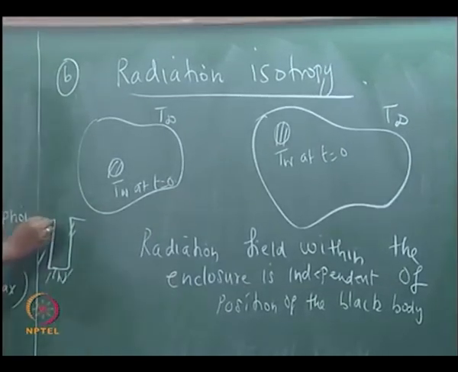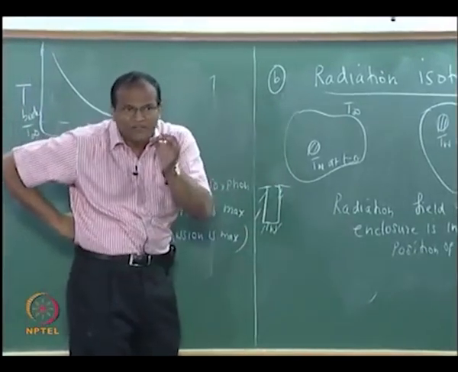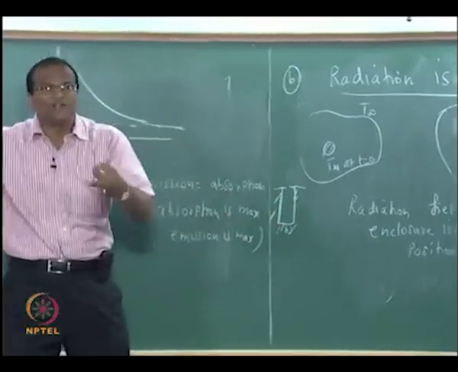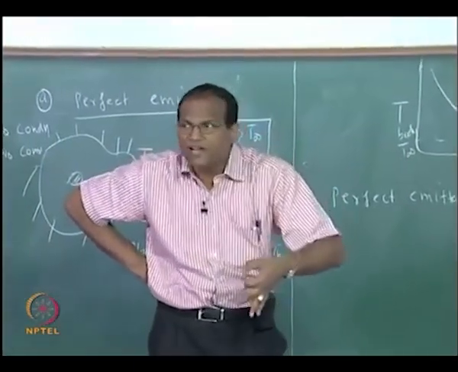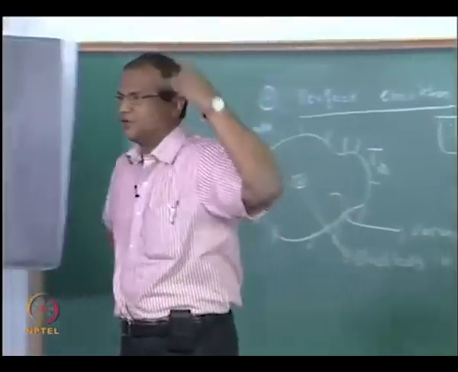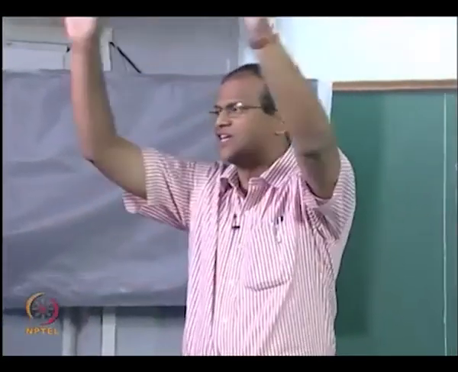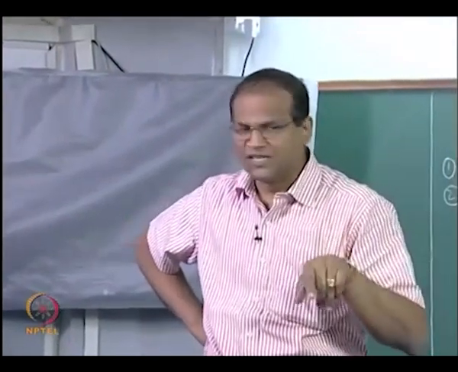So if I have a cavity like this, I close the cavity on all sides but only have a small hole, and I heat it, an evacuated cavity which is heated and maintained at vacuum, with a small hole, the radiation field emerging from it would be isotropic. That means it will not have a direction dependence. When the radiation is coming out, it will have a uniform intensity in all the directions. That is radiation isotropy.